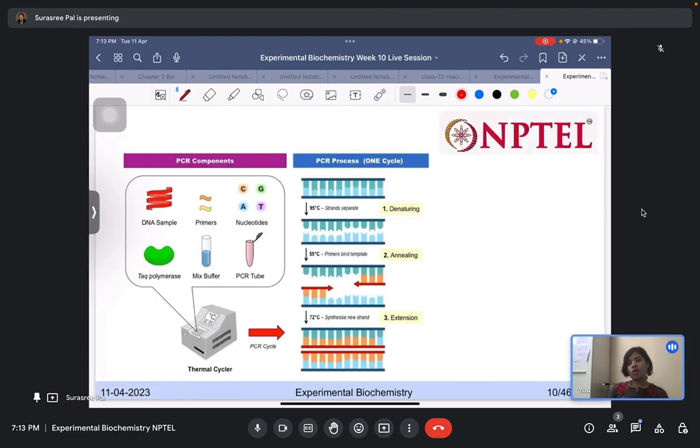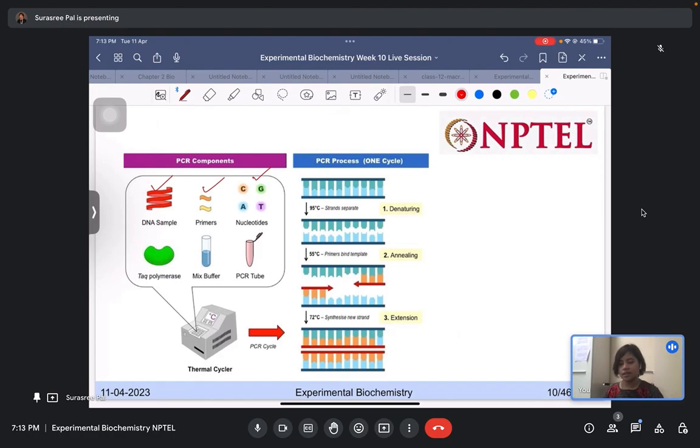So now let's talk about the components which are required for this PCR reaction. So of course, the first component is the DNA sample, the template DNA, which we need to amplify. Next are the DNA primers. So these are short stretches of DNA which are complementary to the template DNA. Why are they essential? They are essential for providing a 3' hydroxyl end from where the polymerase can start elongation.